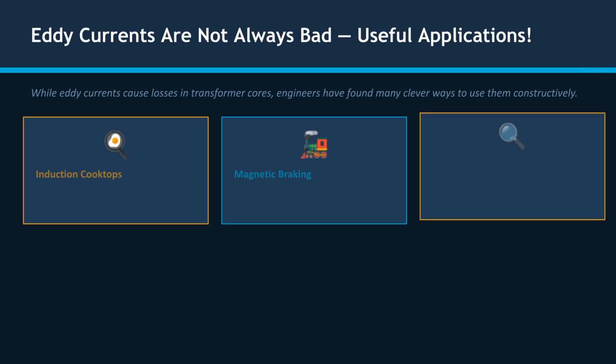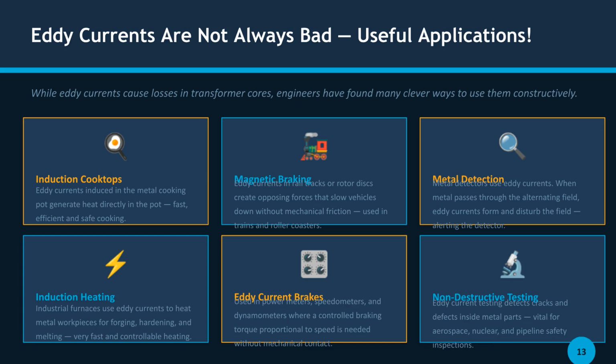While eddy currents cause losses in transformers, they have many useful applications. These include induction cooktops for efficient heating, magnetic braking in trains, and metal detection. They are also used in induction heating for industrial furnaces and non-destructive testing to detect internal defects.